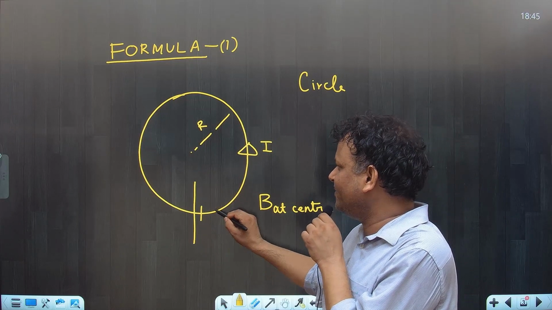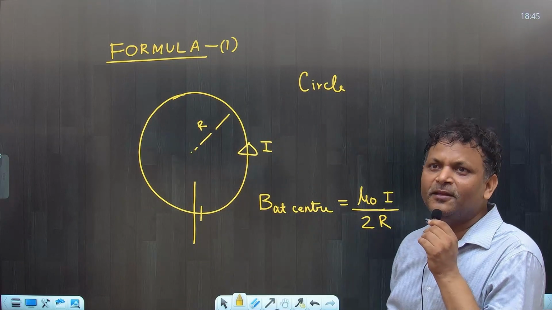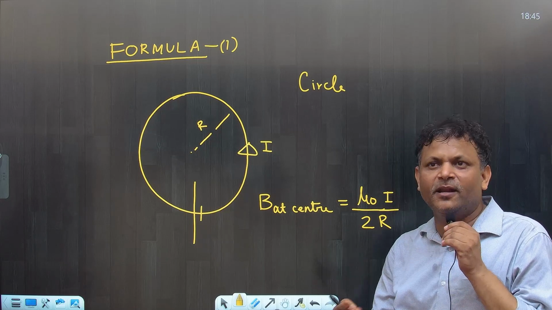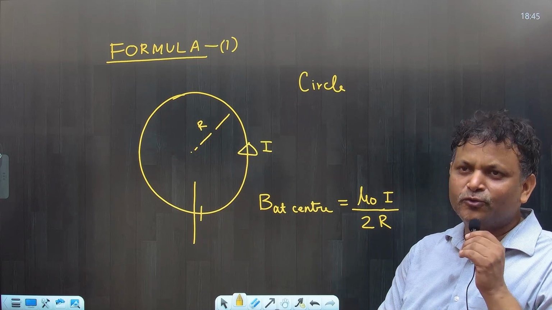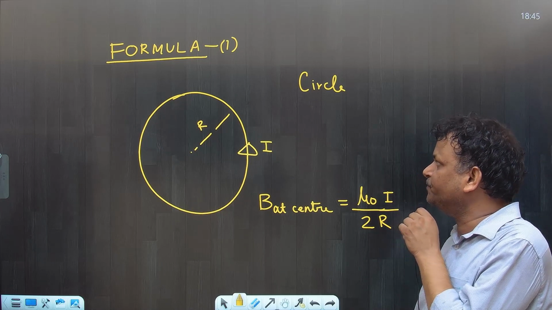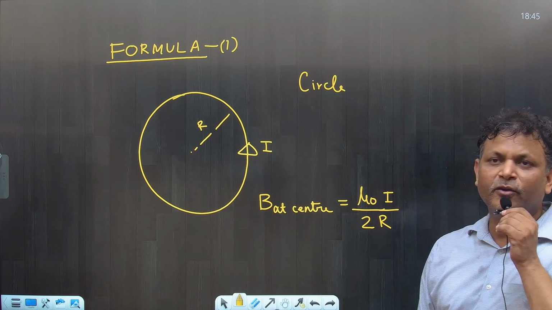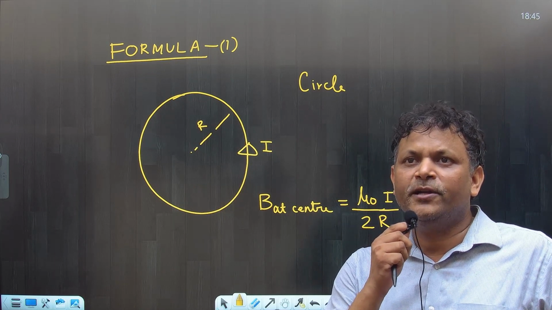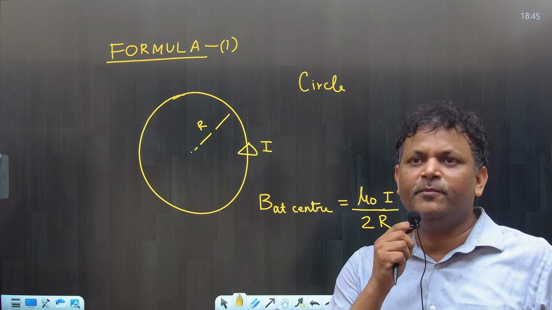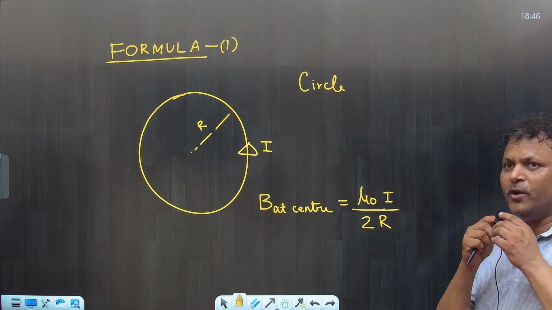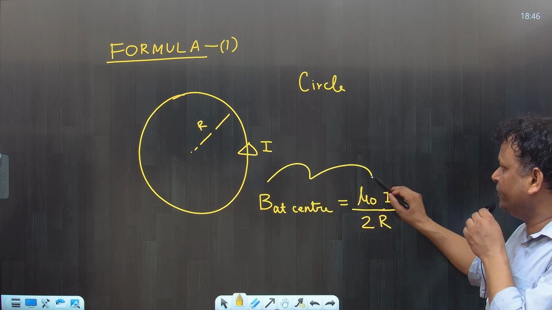There is a battery. This wire has resistance. So this system has battery and resistance also, but there is no meaning to show them here. So we can say that there is a circular wire having current I and whose radius is R. You want to calculate magnetic field at center. So there is a simple formula, mu naught I by 2R. You have to learn this.